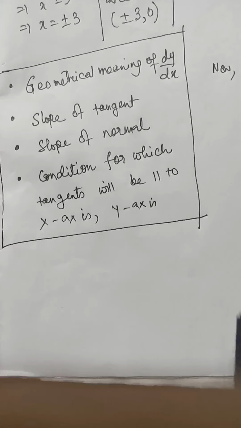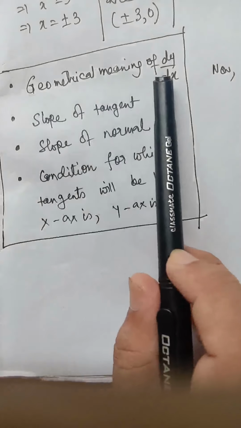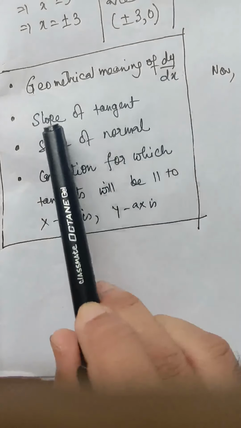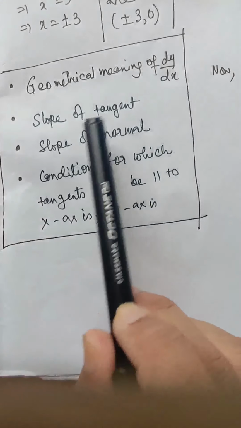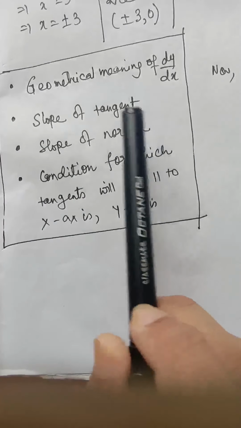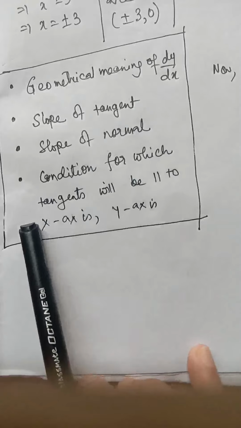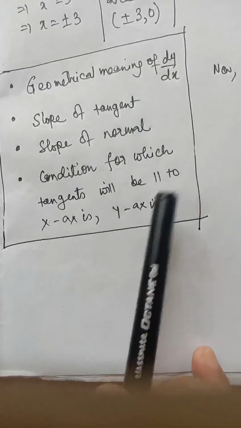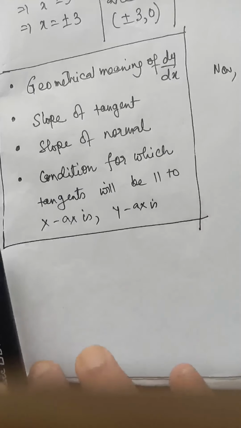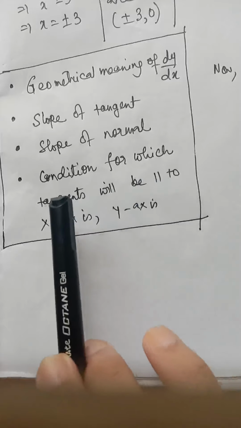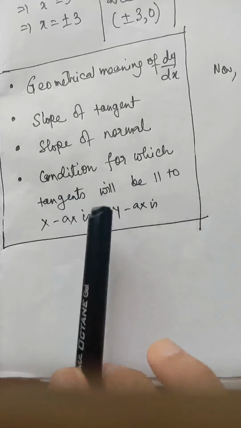So today I have discussed the geometrical meaning of dy by dx, how to find the slope of the tangent at a point, the slope of the normal at a point, and conditions for which tangents will be parallel to the x-axis, y-axis, etc. In the next class, I will discuss how to find the equation of tangent and normal at a point on a given curve.